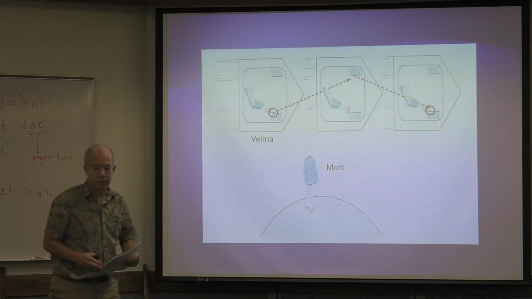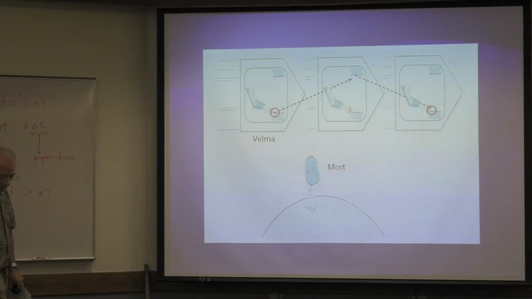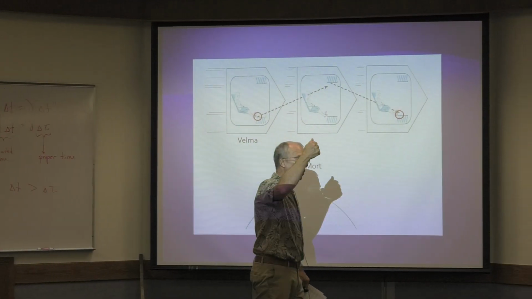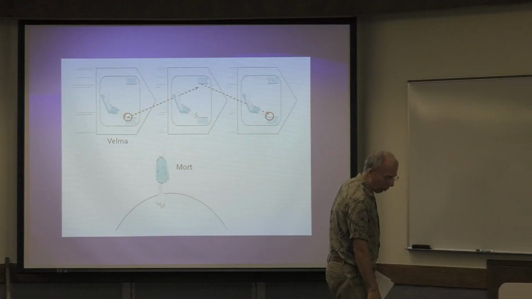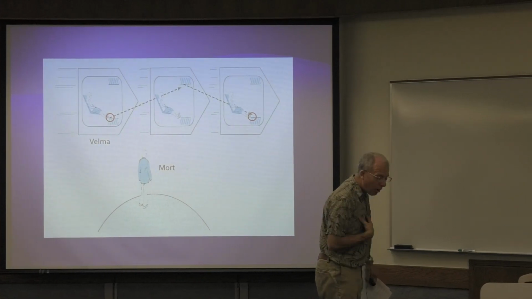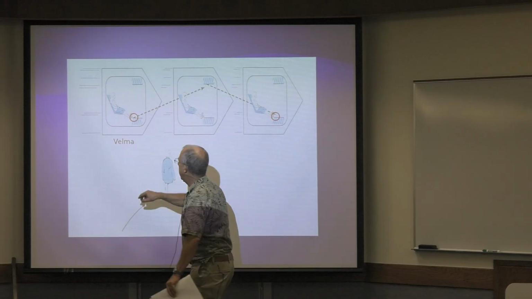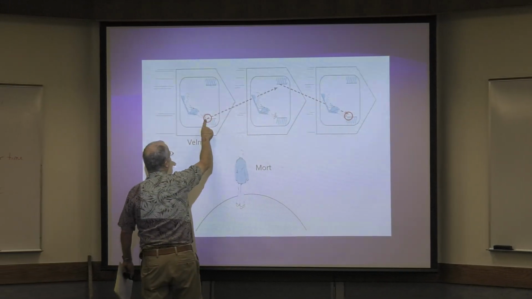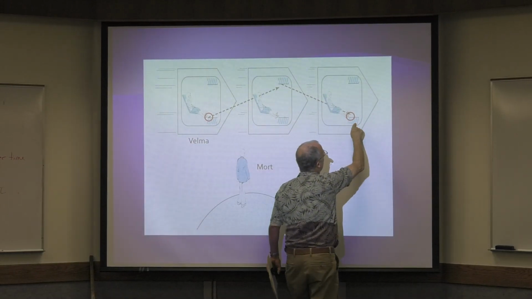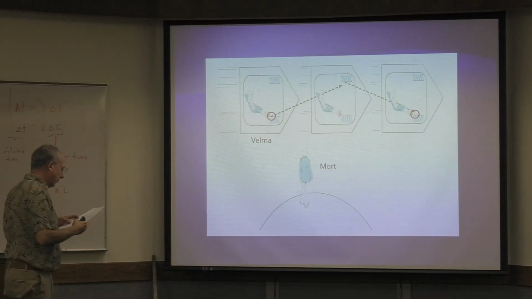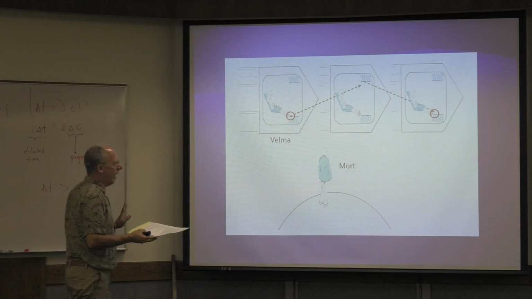Let's pretend I'm Velma. Right there at my foot, the photon leaves, the photon returns. According to me, in my rocket ship, both events happen at the same location. First event, right by my foot. Second event, right by my foot, at the bottom of the light clock.